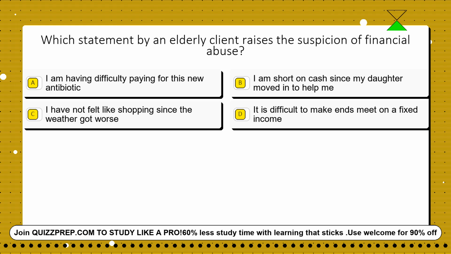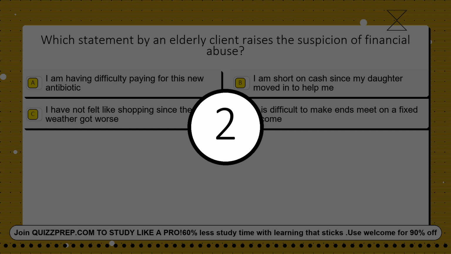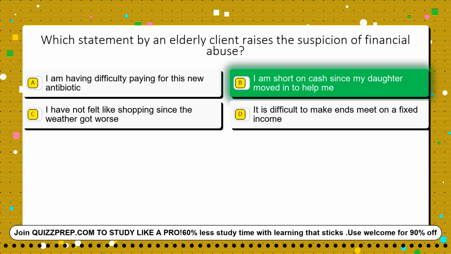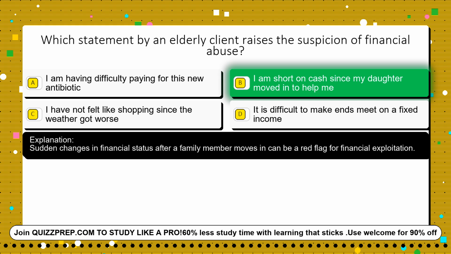Question 98. Which statement by an elderly client raises the suspicion of financial abuse? Option A. I am having difficulty paying for this new antibiotic. Option B. I am short on cash since my daughter moved in to help me. Option C. I have not felt like shopping since the weather got worse. Option D. It is difficult to make ends meet on a fixed income. The correct answer is option B. I am short on cash since my daughter moved in to help me. Sudden changes in financial status after a family member moves in can be a red flag for financial exploitation.